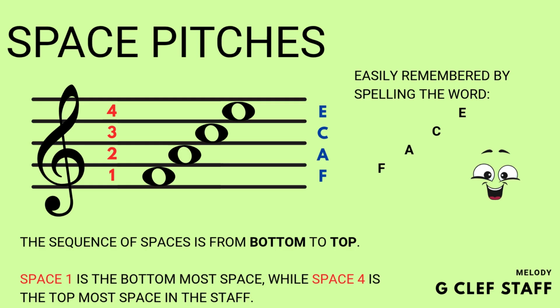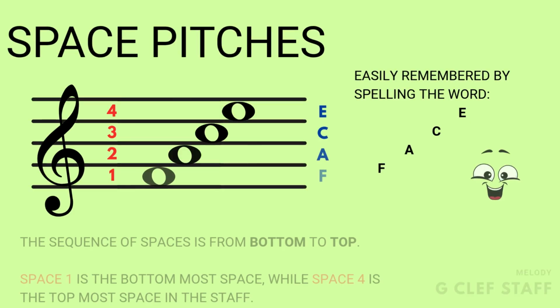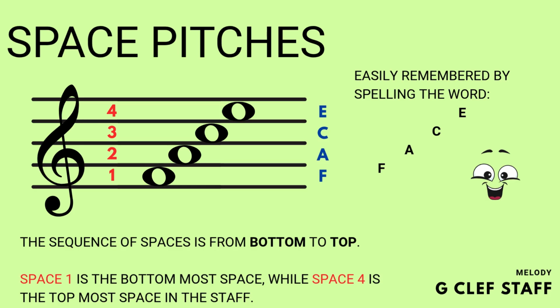Meanwhile, the space pitches are still sequenced from bottom to top, wherein space number 1 is the bottommost space, and space number 4 is the topmost space. And these are the letters F, A, C, and E. You can easily remember them by spelling the word face, mukha. F, A, C, E. From bottom to top. Again, line pitches. Every good boy does fine from bottom to top. Space pitches. Face from bottom to top.